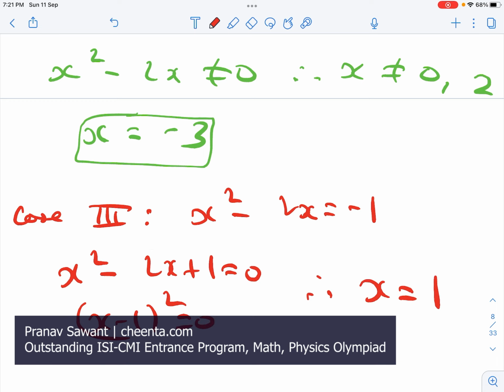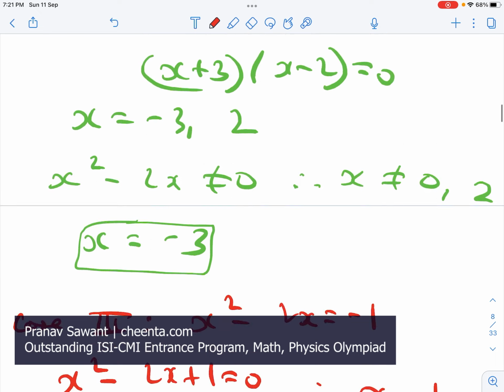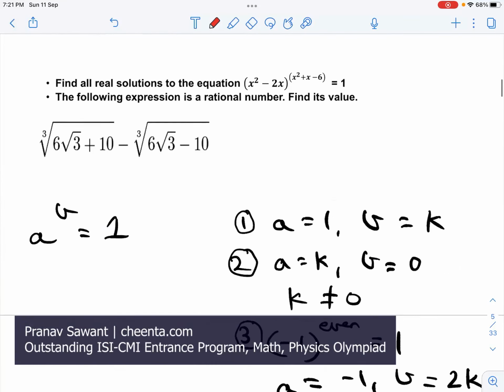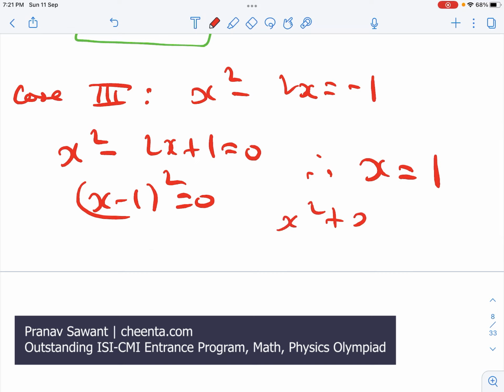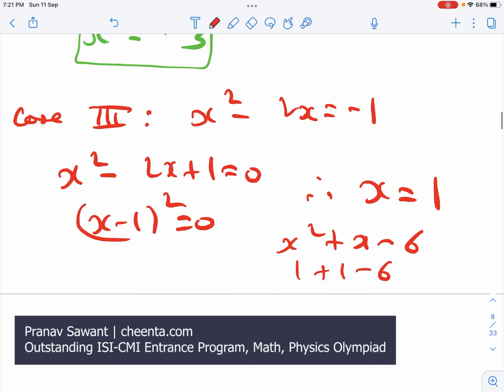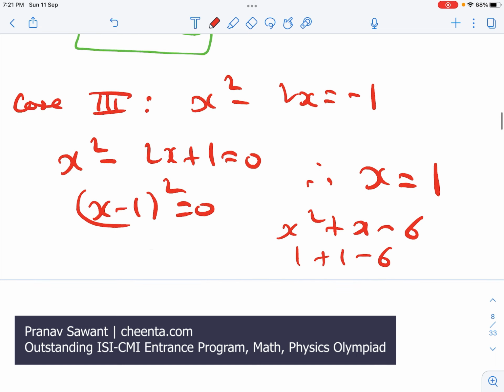Now we just plug in x equals 1 into the exponent and see if it satisfies. The exponent was x squared plus x minus 6. So this needs to be an even number at x equals 1. That gives us 1 plus 1 minus 6, which is minus 4, which is even. So minus 1 raised to the power minus 4 would be 1. And therefore, x equals 1 is also a valid solution.